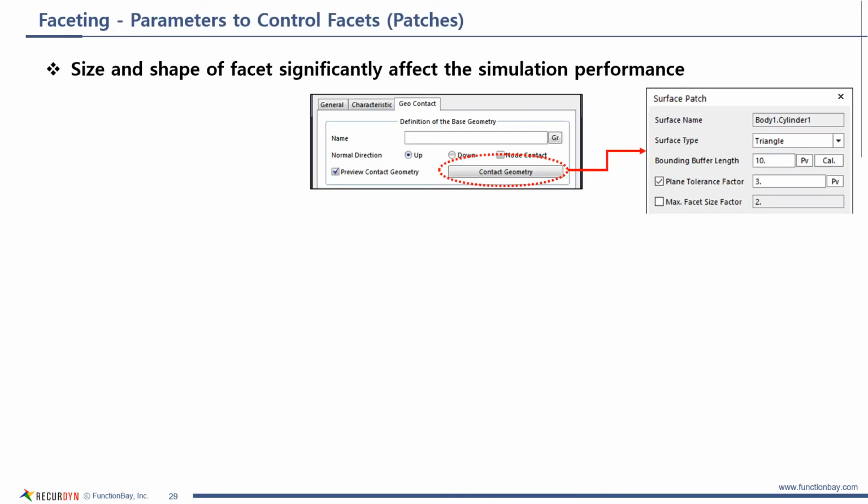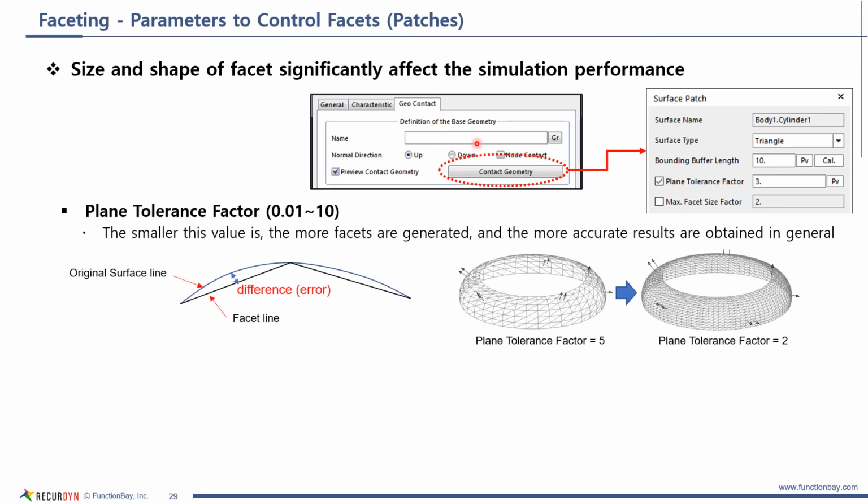The size and shape of the facet significantly affect the simulation performance. So, it is important to understand these parameters to use them efficiently. First, plane tolerance factor. This is one of the most frequently used parameters.